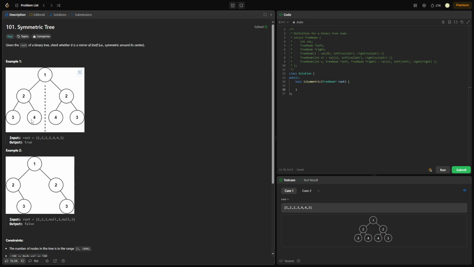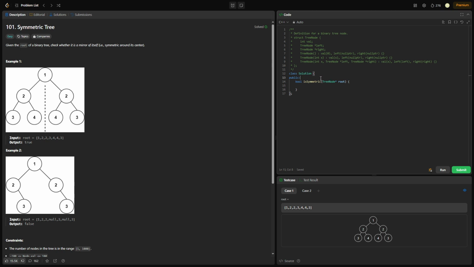Meaning, right, if we're at this 3 and we go left, then at this 3 we should go right. But they're null in both cases, so that's fine, right? But here, for example, we're at this 2 and we go left. We have a null, but at this 3, we go right and we have a 3. So when one of them is null and the other is not, that means we have a problem. But if they're both null, it's okay. Does that make sense? Okay.